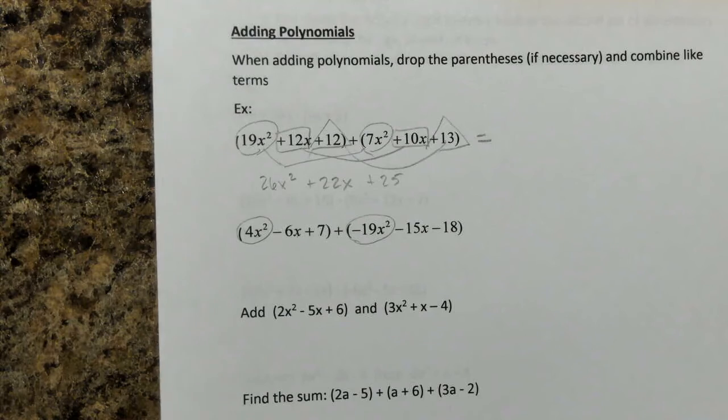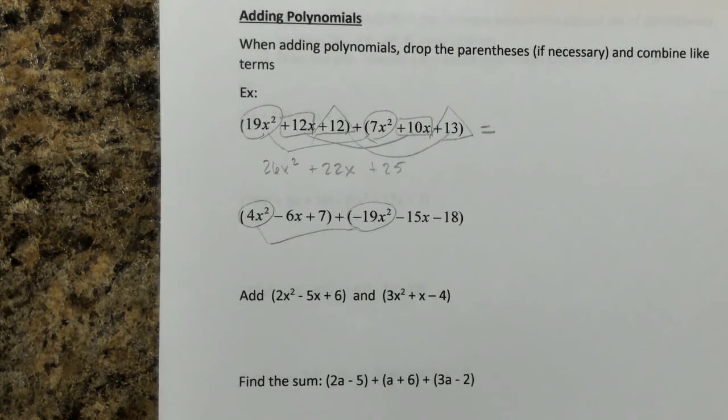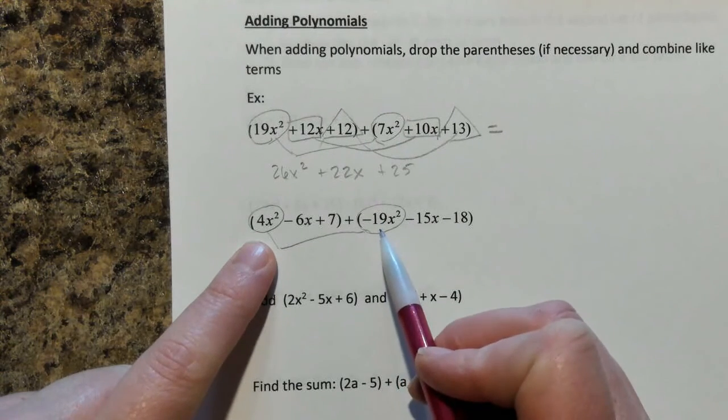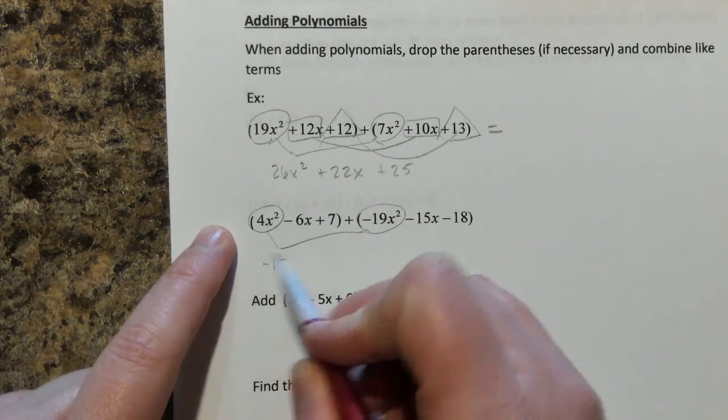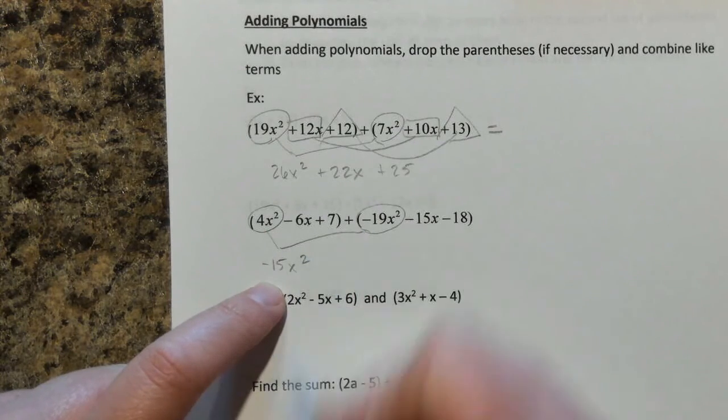So here's negative 19x squared. So this goes back to our integers knowledge. Okay, so if I have 4 and I'm combining that with a negative 19, I definitely have more negatives, and I have 15 more negatives. So a 4 plus a negative 19 is negative 15x squared.